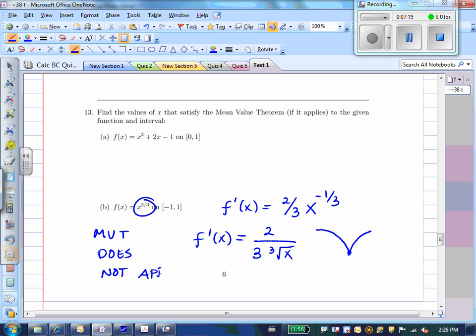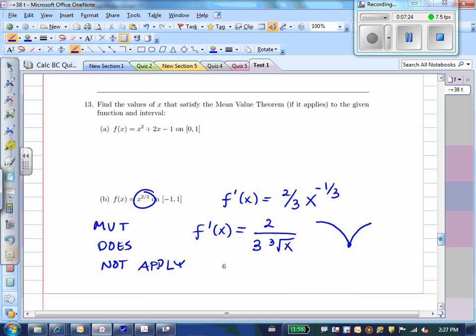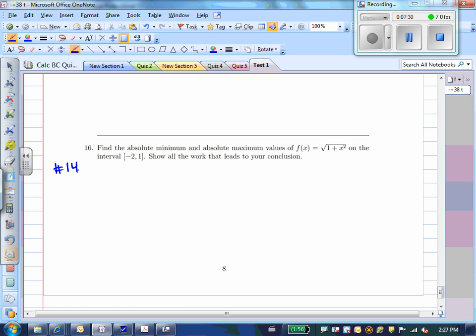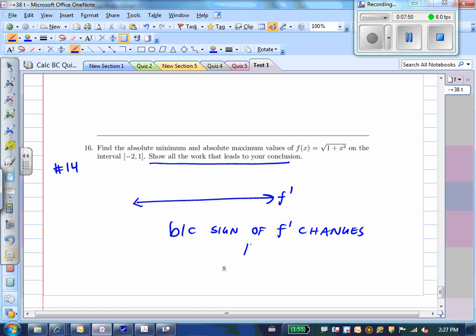Not meant to trick you. The last issue we had was on problem number 16, which is number 14 on Form A. It's the same issue when it says show all the work that leads to your conclusion. We really need to see a sign chart, and it's not enough to just say that it's a maximum or a minimum. You have to state why, so you need a "because the sign of f prime changes from something to something." It's up to you. The main thing is when it's asking you to show the work or justify that it's a minimum or maximum, you need to state this.